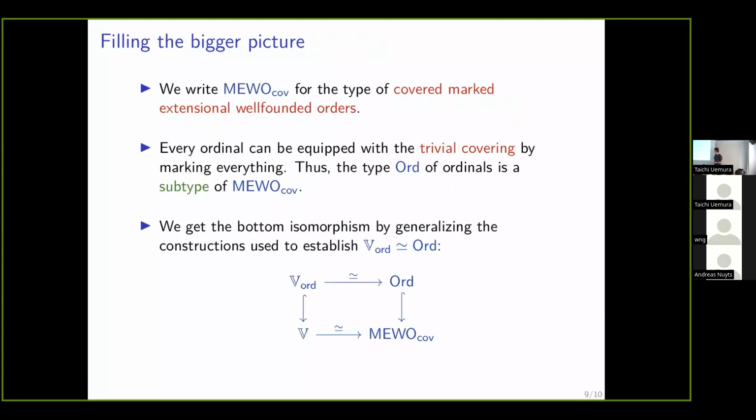Okay, so then we fill the bigger picture. We write Mivo for this type of covered marked extensional well-founded order. And then you can equip every ordinal with a trivial covering by simply marking everything. So you take an ordinal, you forget that it was actually transitive, you remember that it is well-founded, you remember that it is extensional, and you just mark everything inside. And that makes Ord a subtype of these covered Mivos here.